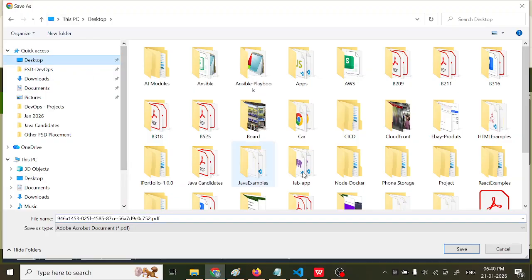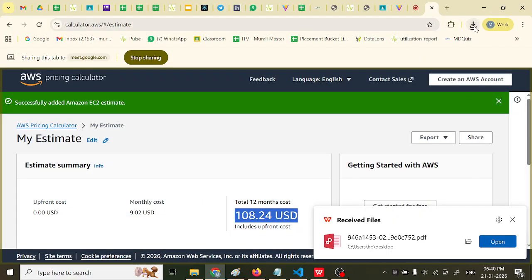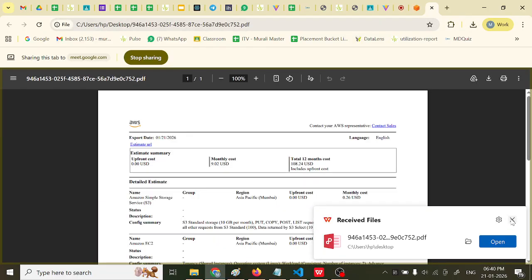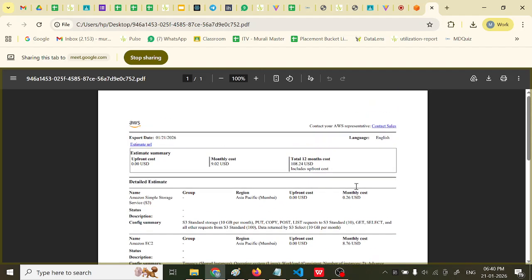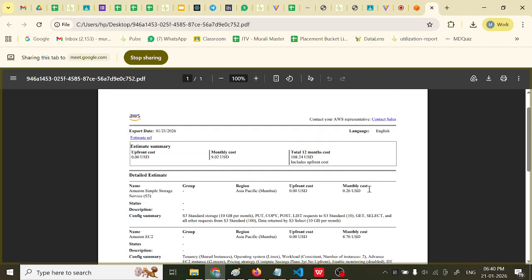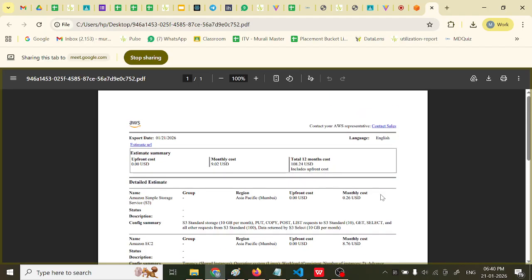You are able to see it is getting saved on my desktop. Now I'm just opening this one. Yes, now you see this estimate is created. Okay, now this is what we are going to share with the client. So the client will be happy to know that, okay, this is what I'm going to spend for a year, let me go ahead with that. Or if he's not liking it or is not interested to continue, he will not give approval for it.